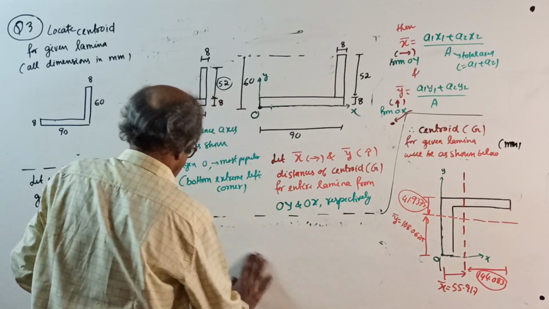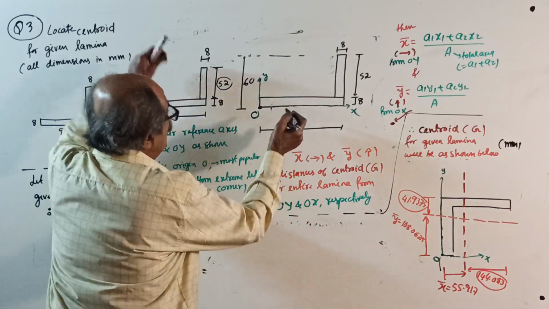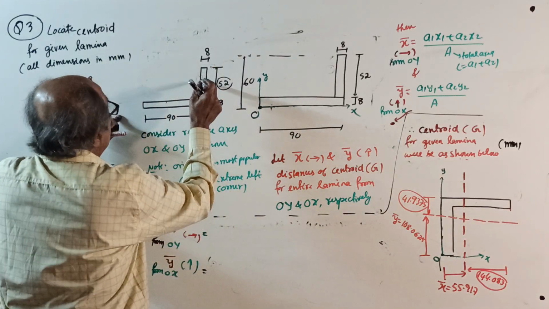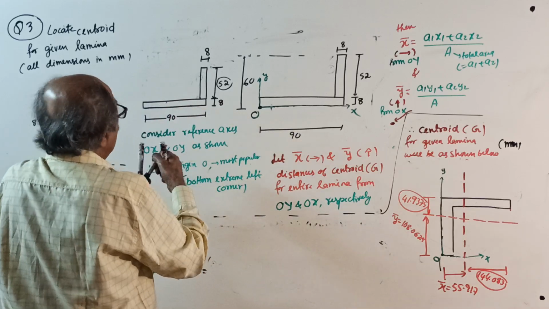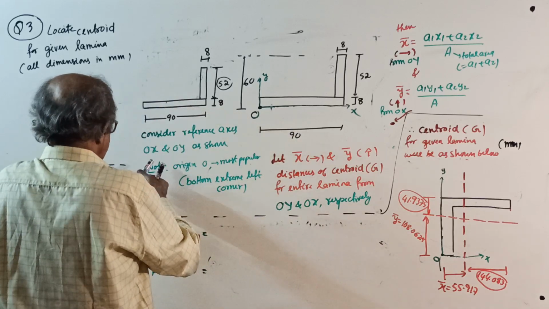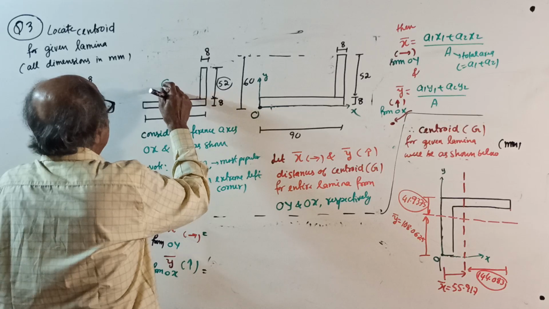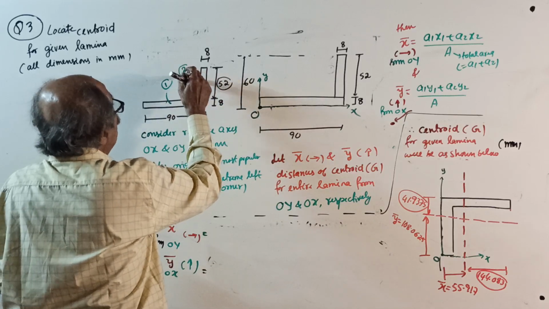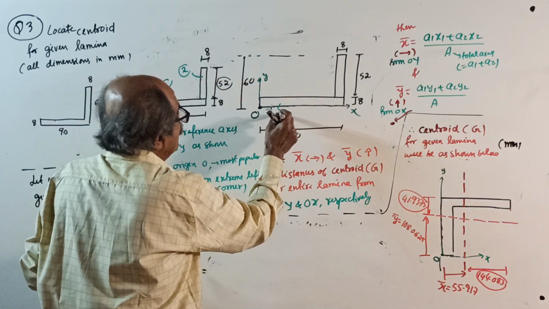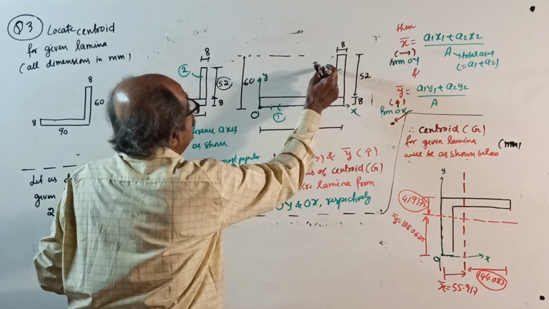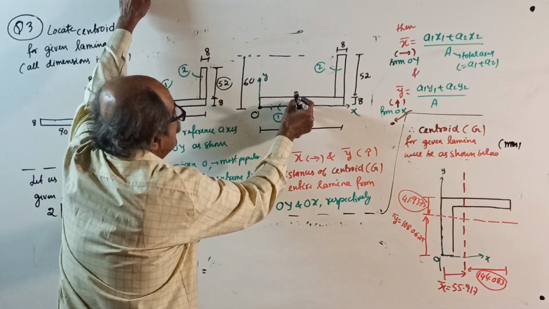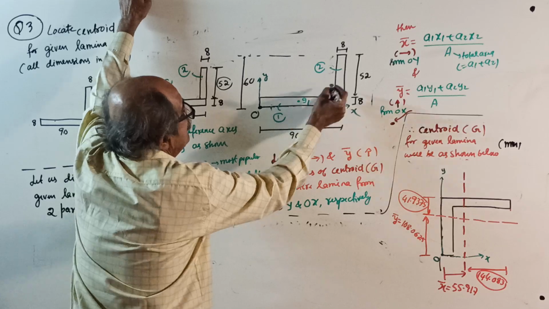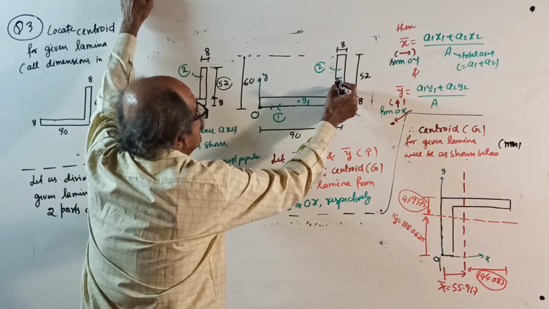Start. X bar. Figure number, I forgot, right. Okay, this side, anyone you can take one. I will take this time for a change. This is 1, this is 2. So, this is your figure 1, this is your part component 2. Now, centroid G1 here, centroid G2 here.